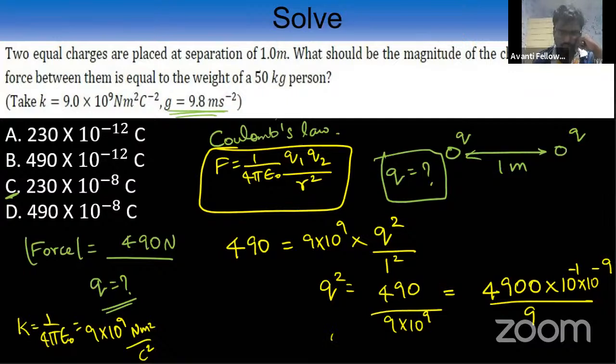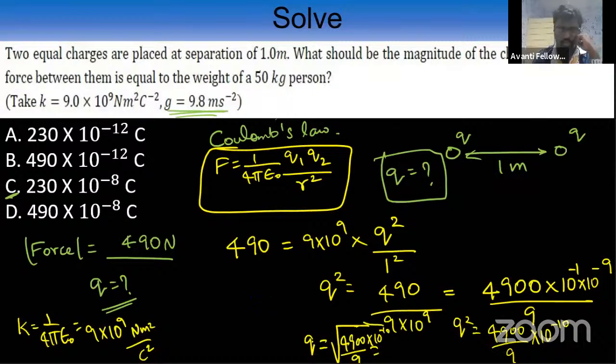Q square is equal to 4900 divided by 9 into 10 power minus 10. So try to simplify this. This will be Q is equal to square root of 4900 by 9 into 10 power minus 10, right?